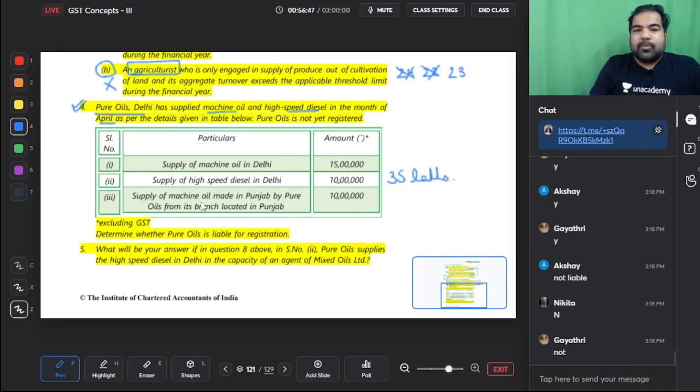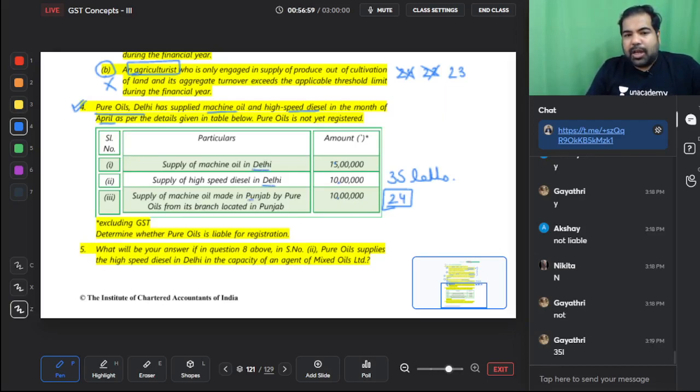Now guys, are they making any, first check for section 24, is there any compulsory registration? They are supplying in Delhi, and the Punjab branch is also supplying in Punjab, so no interstate supply, no compulsory registration. Check for 22 guys, is PIGS applicable to them? Are they doing prohibited goods? No. Are they doing interstate? No. Are they doing only goods?